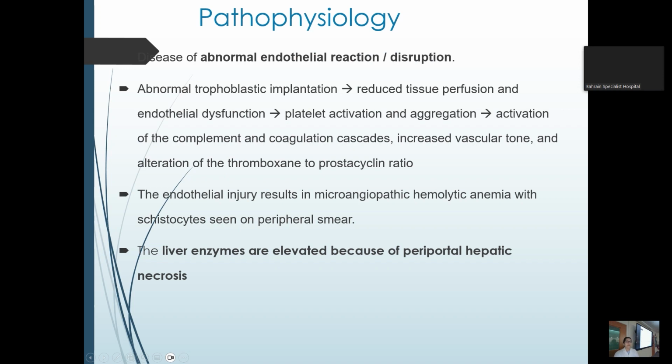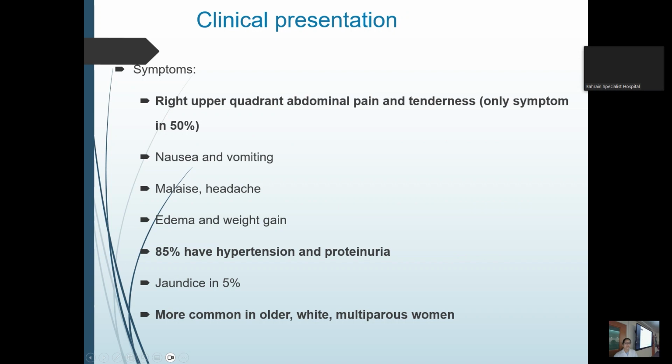Pathophysiology is a disease of abnormal endothelial reaction and disruption. There is abnormal trophoblastic implantation resulting in reduced tissue perfusion and endothelial dysfunction. Platelet activation and aggregation cause activation of the complement and coagulation cascade, increased vascular tone, and alteration of the thromboxane to prostacyclin ratio. Thus, this endothelial injury results in microangiopathic hemolytic anemia with schistocytes seen on the peripheral smear. The liver enzymes are elevated because of periportal hepatic necrosis.